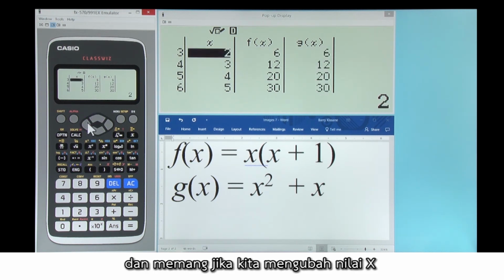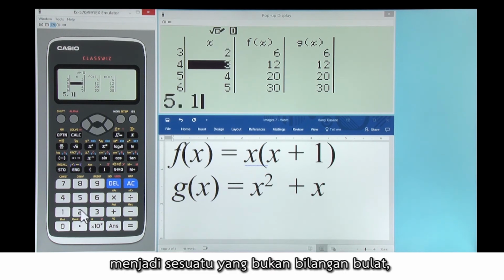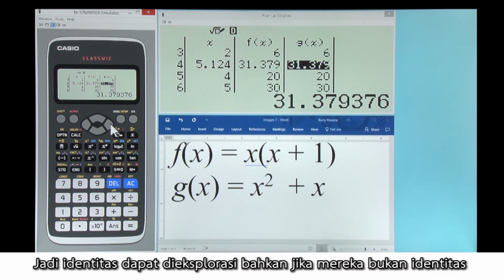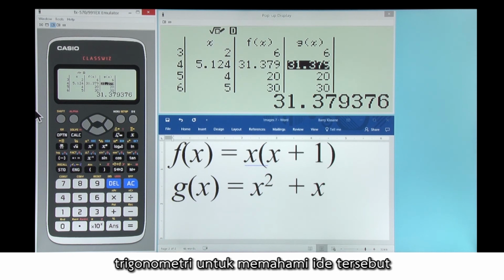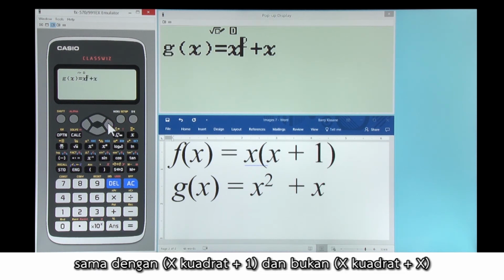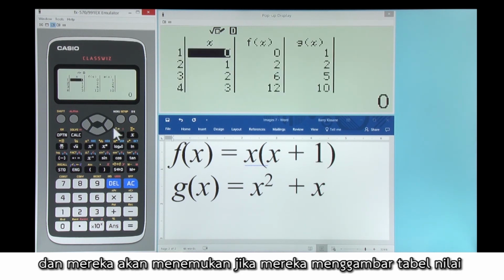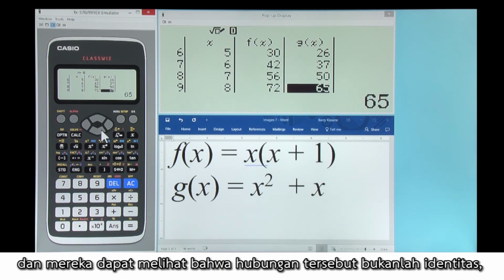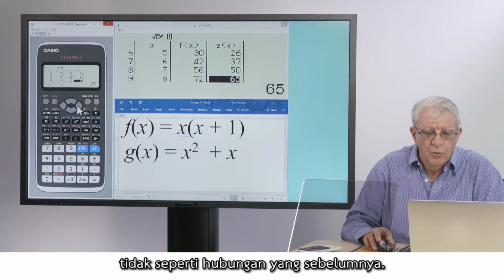As you can see. And indeed, if we change the value of x to being something not an integer, then the same is still true. That value and that value are the same. So identities can be explored even if they're not trigonometric identities, to understand the idea that for all values of x, the values should be the same. In this case, many students would think that x times x add 1 is equal to x squared add 1 and not x squared add x. And they would find, if they drew a table of values, that in fact that's usually not true. And so they could see that that relationship is not an identity where the previous one was.